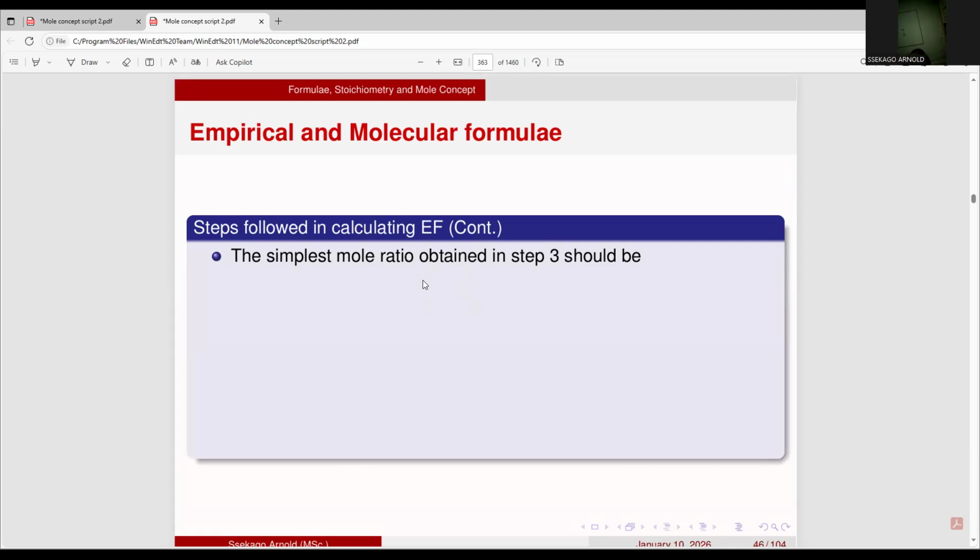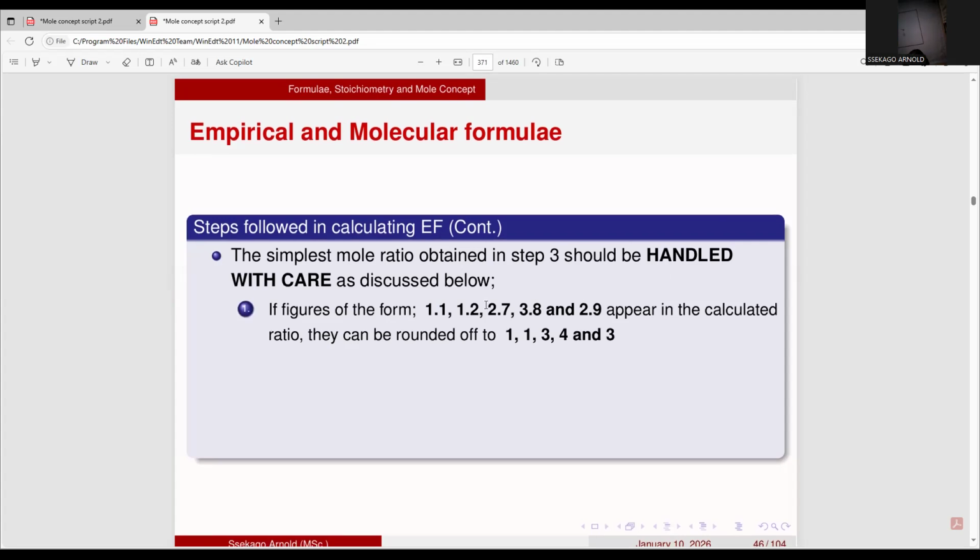Now, this step says that the simplest mole ratio obtained should be handled with care. You see, I even made it bold, in capital letters, implying that it was very important. I explained what happens if you have digits of this form in the ratio: they are rounded off. 0.1 to 1, 0.2 to 1, 2.7, 0.7 you round off, 0.3 round off, etc. I explained this earlier on.